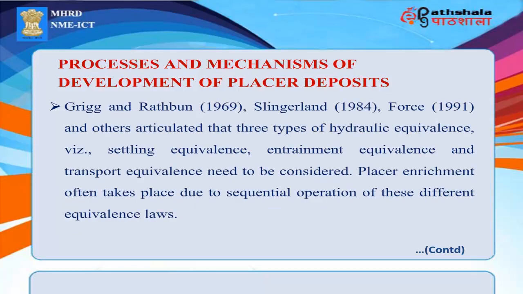Grigg and Rathburn 1969, Slingerland 1984, Force 1991 and others articulated that three types of hydraulic equivalence, namely settling velocity, entrainment equivalence and transport equivalence, need to be considered. Placer enrichment often takes place due to sequential operation of these different equivalence laws.